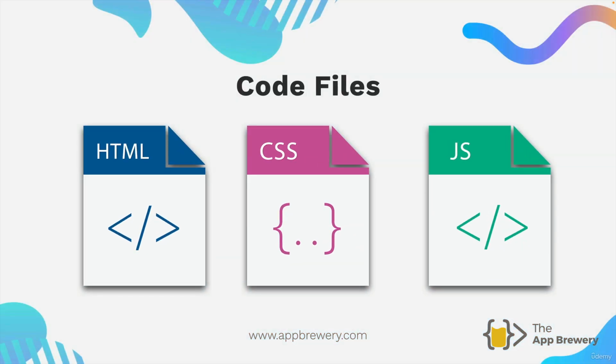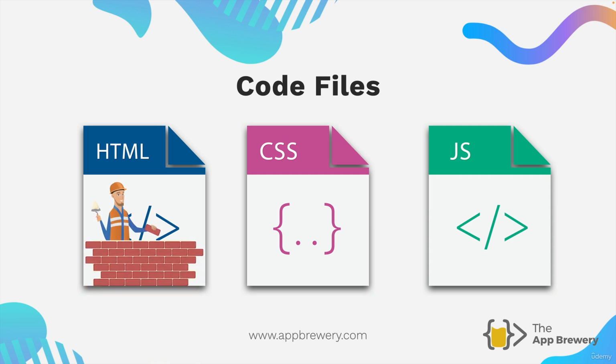So, for example, the HTML code file is responsible for the content in your website. So if a website was a house, then the HTML would be the actual bricks of the house. It's the raw materials that make up your house. Similarly, the HTML file contains the content of your website, like the text content or the images or buttons or links.